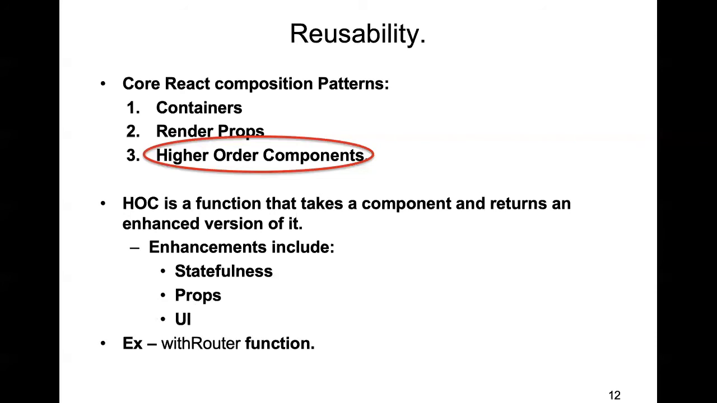We have actually seen one example of this higher order component idea. The withRouter method or function that the React Router library provides is an example of a higher order component implementation. What the withRouter function does is it takes your component and it injects some additional props into your component, like the params prop and the history prop and the location prop.